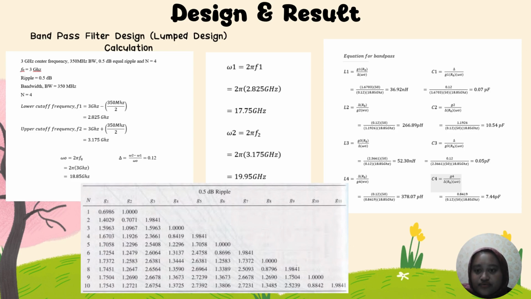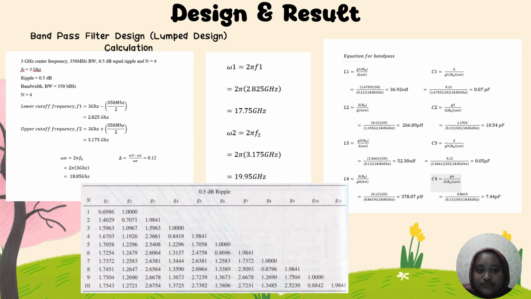First, we must calculate our lower cutoff frequency, F1 equals 2.825 gigahertz, and our upper cutoff frequency, F2 equals 3.175 gigahertz. Then we must calculate W0, 2 pi F0 equals 18.85 gigahertz. W1 equals 17.75 gigahertz. W2 equals 19.95 gigahertz. Then we calculate this, and we got 0.12.